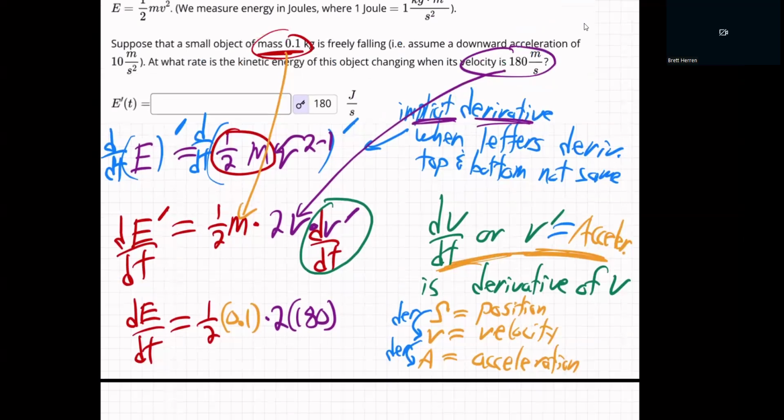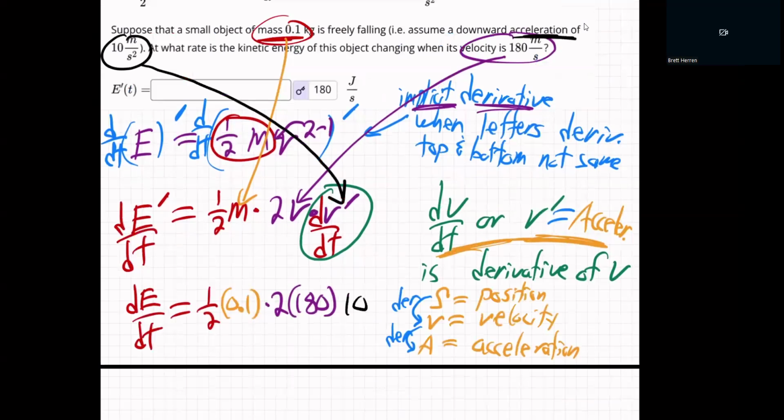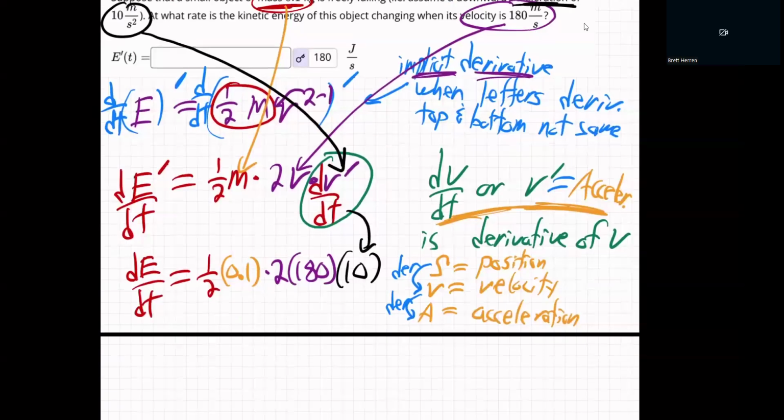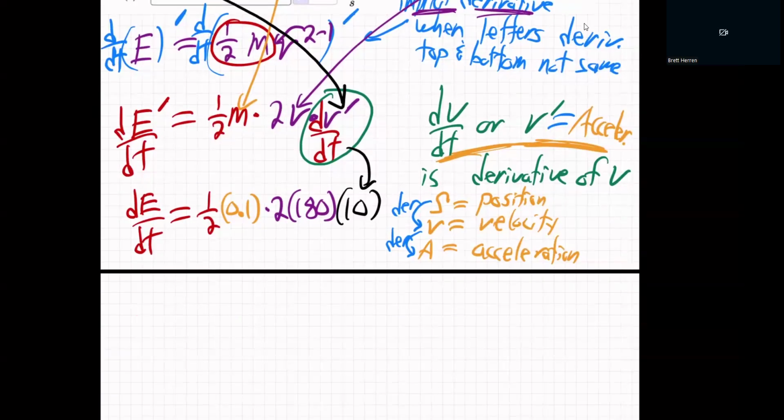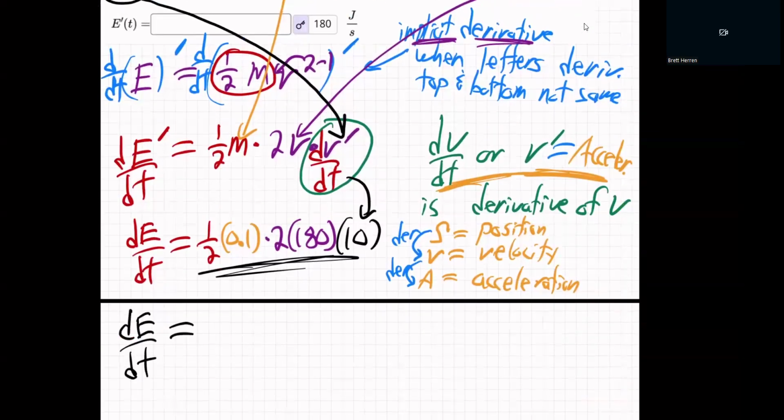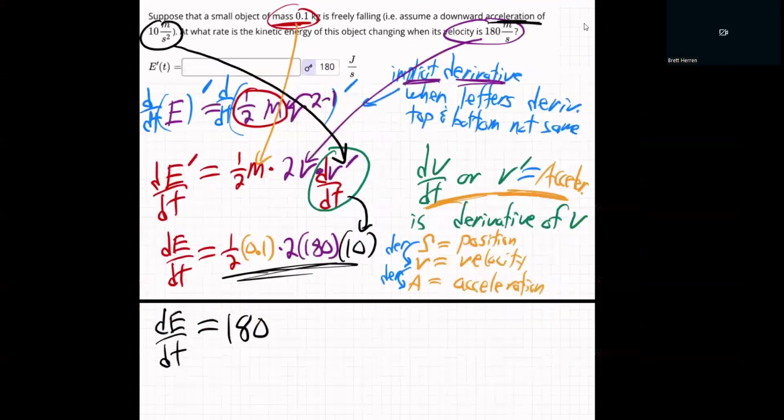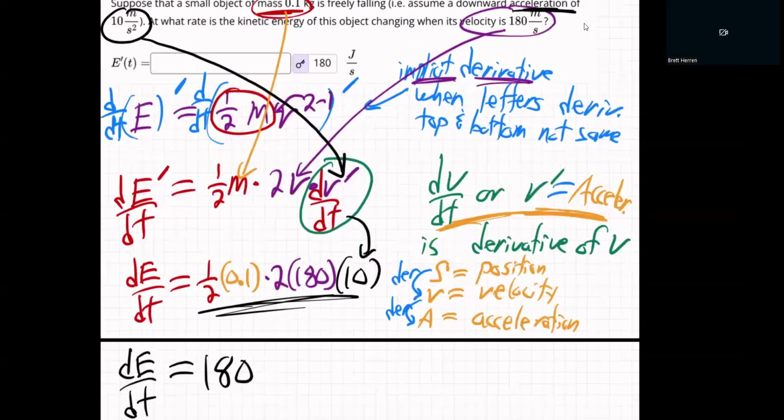And they told me that right here. Acceleration 10. That's the 10 right there. So that's the trick. They want you to recognize that's what that is. All right, we got it. Hit the buttons on your calculator and you will get the answer. And it comes out, is that 180? Yeah, it's 180. There we go. They've already got the units for us. That's how fast the energy is changing. And so there we go.